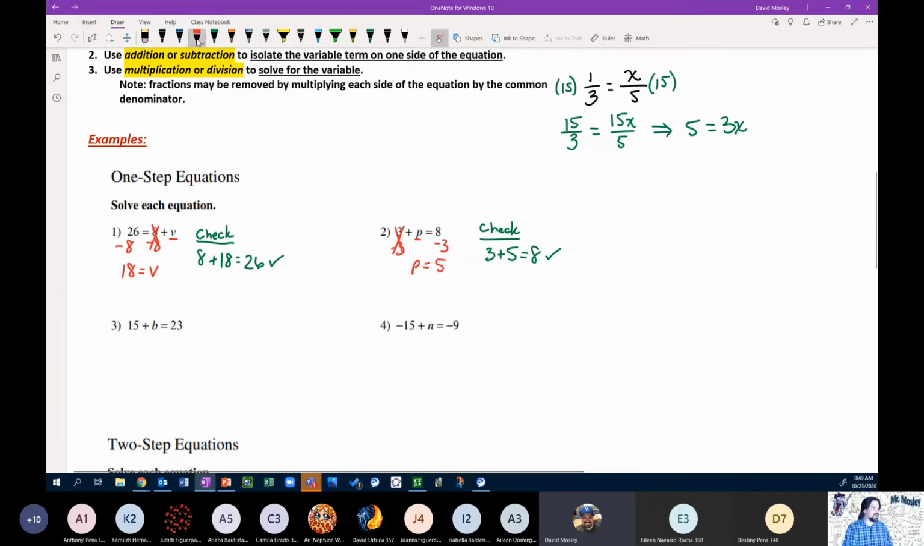Same thing going on here. We have 15 plus b equals 23. We're going to subtract 15 from each side. 15 is gone. We're left with b. 23 minus 15 equals 8.